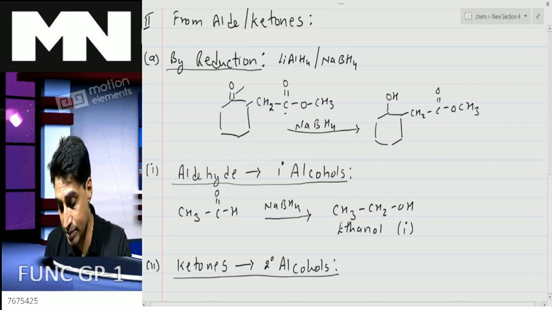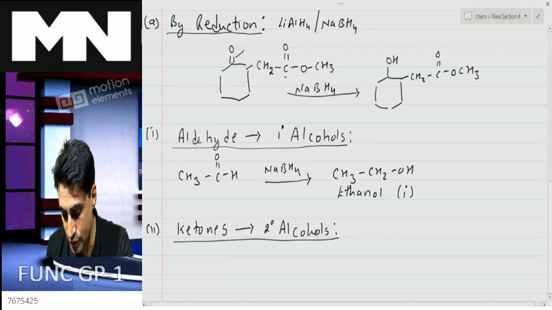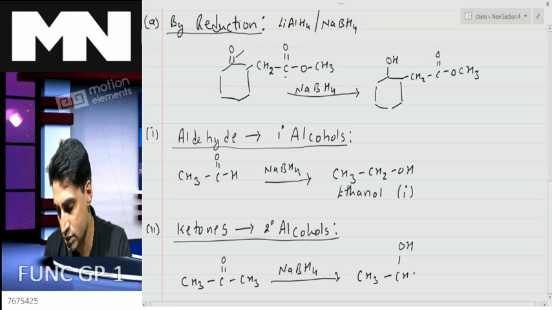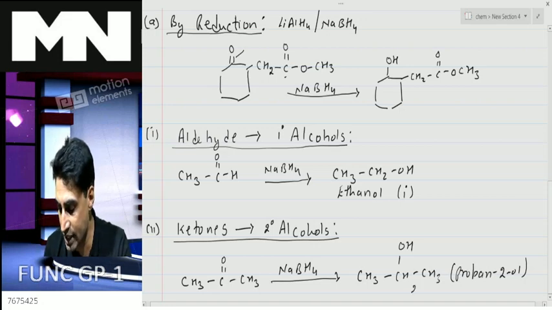Here in this case, I am taking a ketone, that is acetone or propanone, CH3COCH3. On reduction with NaBH4, it will give me a compound CH3CHOHCH3. This compound is propan-2-ol. So I am getting a secondary alcohol.